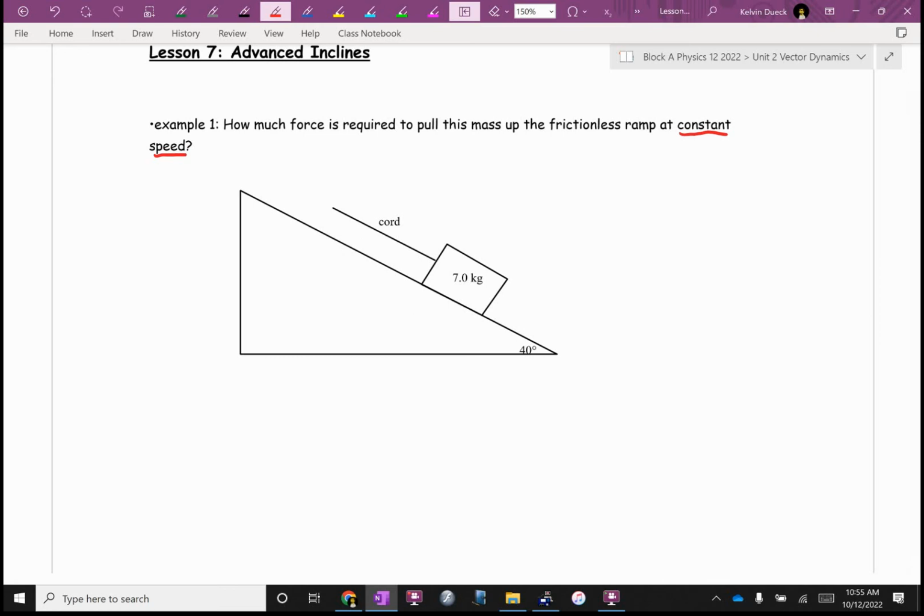What force, Alex, is this asking me to find? Can you all see it? What's it asking me to find, do you think? Well, eventually, I think it's asking me to find tension. Like, what force is required to pull this up? I think it's going to ask me to find tension. I'm going to keep that in the back of my mind.